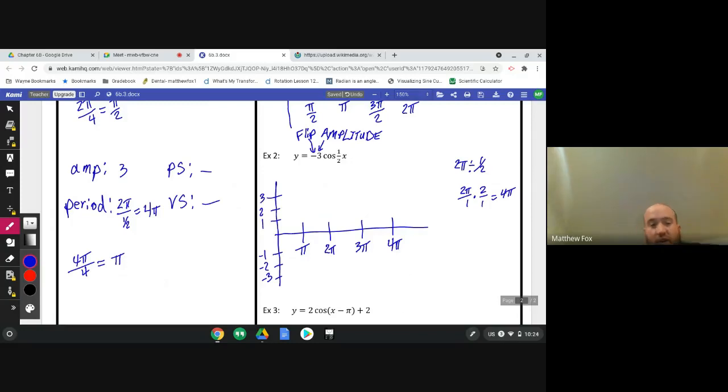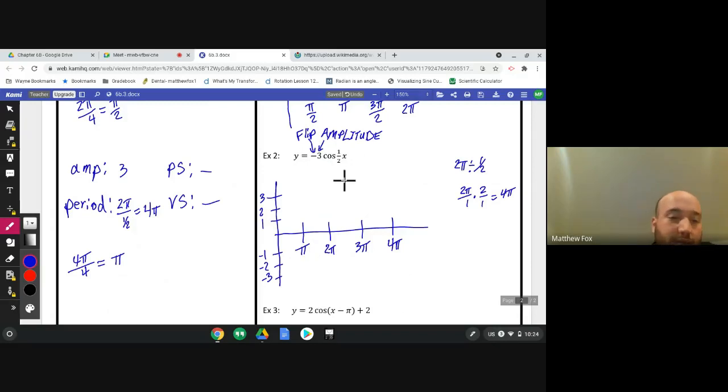Okay, so now all we have to do is plot it. Once again, we take that 1, 0, -1, 0, 1, except we have to multiply those by whatever's out front. There's 2 ways to think about it. You can multiply by the amplitude and then flip it down, or you can just multiply by -3.